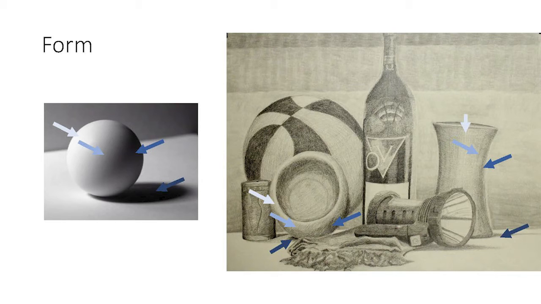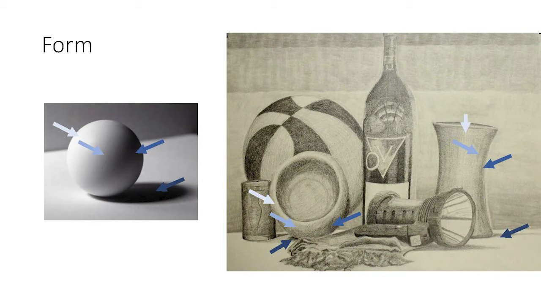So here we have our example of a sphere on the left with arrows indicating the areas of value, and we have a still life drawing with arrows indicating those same areas of value on different shapes and forms. We still have our highlight, our midtone, base tone, and cast shadow along various forms in our still life. Identifying these areas and blending them together makes these forms look much more realistic.